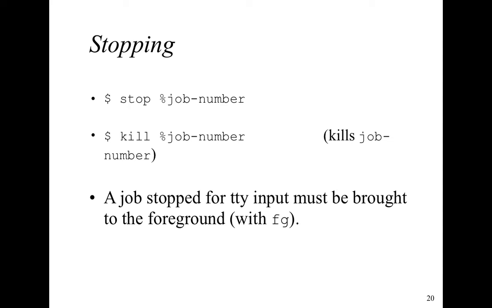What's the difference between stop and kill? The job stopped for TTY input must be brought to the foreground with foreground first. In order to stop something, it has to be in the foreground. To kill something, it can be in the foreground or the background. Kill is an immediate kill. You can use kill switches even if it's writing a file, or reading from something, or in the middle of something, just to cut it off completely and possibly damage anything you're working with.